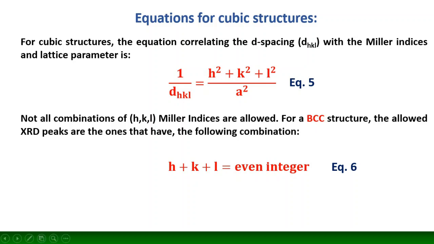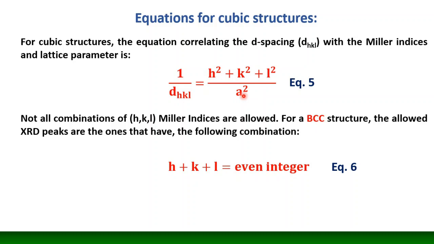As you can see here, we have 1 over the d-spacing squared for a plane with certain indices hkl, equal to the Miller index h squared plus the Miller index k squared plus the Miller index l squared, all this summation over the square of the lattice parameter. So this equation is general for any cubic structure, not only BCC, okay?